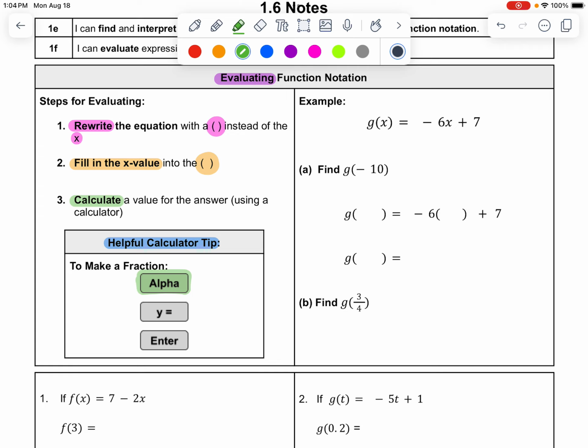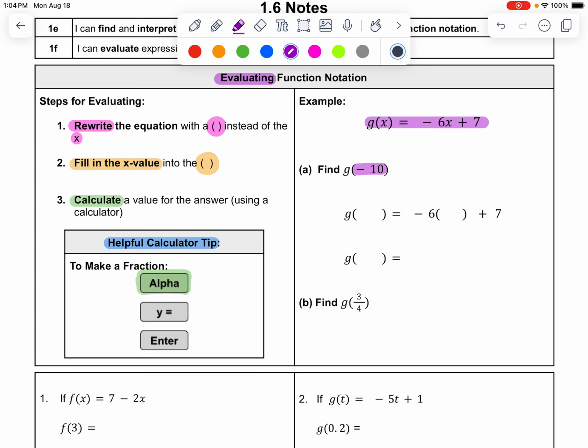All right, let's try an example. In this example, we were given a function with an equation. So we know that in order to calculate values for g of x, we have to use this equation. If my directions say find g of -10, what they're telling me to do is replace all of the x's with -10s. So first, I'm going to copy this equation with no x's.